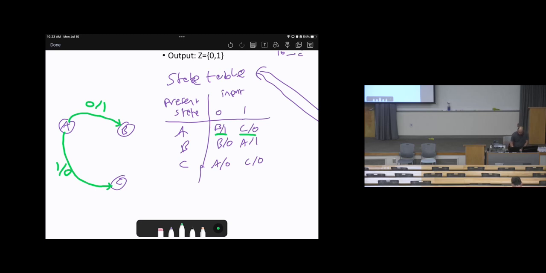Now, state B. If the input is 0, it will remain at B, and the output is 0. If the input is 1, it will go to A, and the output is 1. Then C, if the input is 0, it will go to A, and the output is 0. If the input is 1, it will remain at C, and the output is 0.